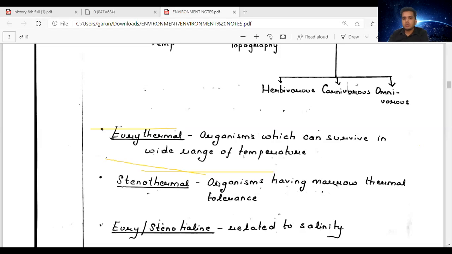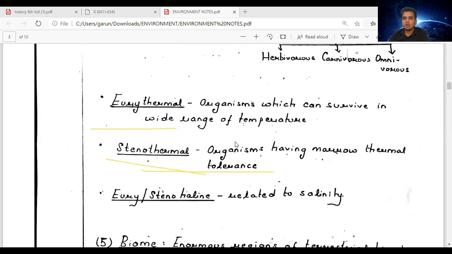Okay. Stenothermal organisms have narrow thermal tolerance. For example, coral reefs cannot survive any kind of temperature change. If it is either 5 degrees hotter or 5 degrees lower, the coral reefs will definitely die. So they are stenothermal, because they cannot tolerate a range of temperature.